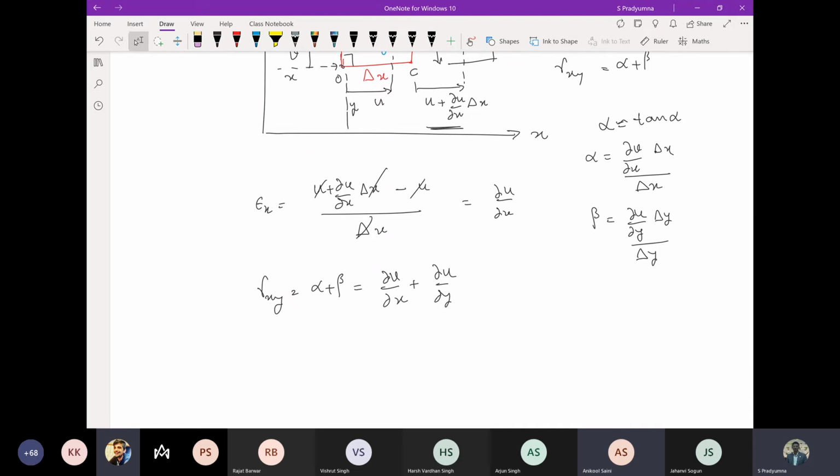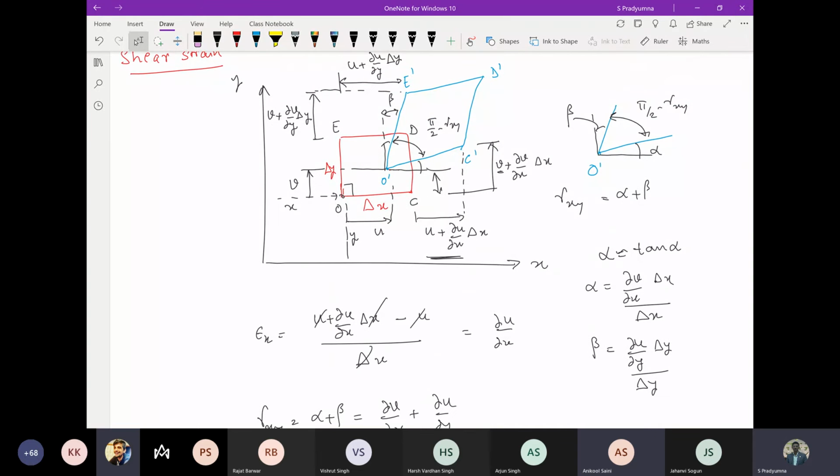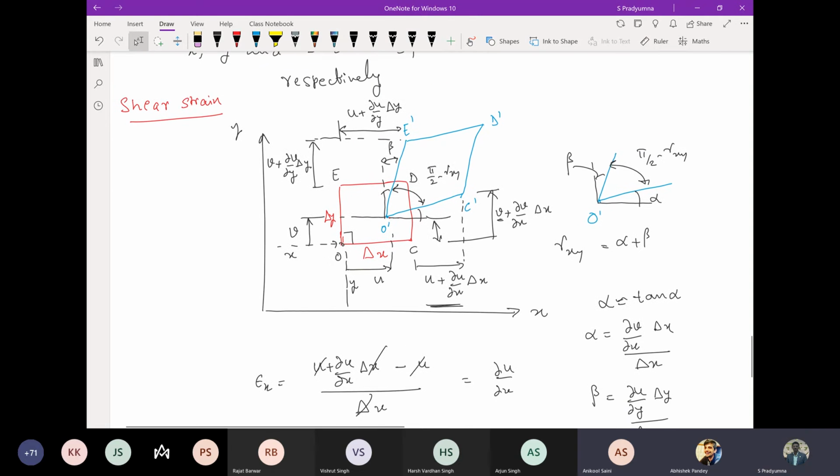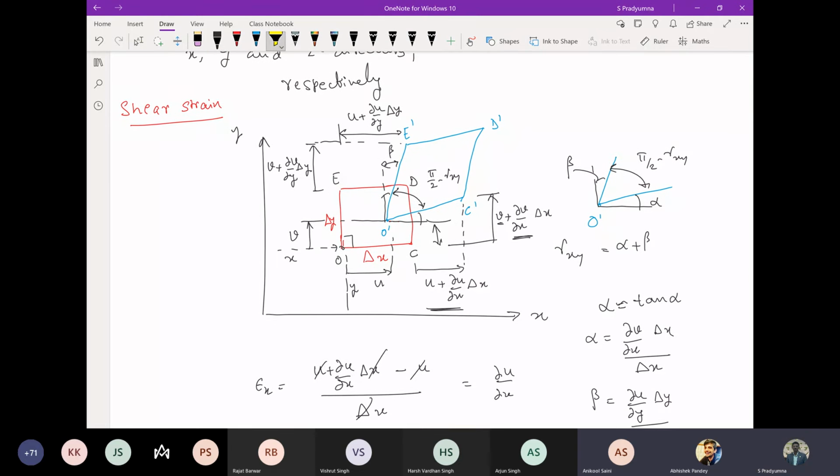Sir, I have one doubt. Yeah. Sir, why is it written del v by del x instead of del v by del y, when we have written the displacement? Yeah, here, right? Yes, sir. Okay. That is because v is changed along the x direction.